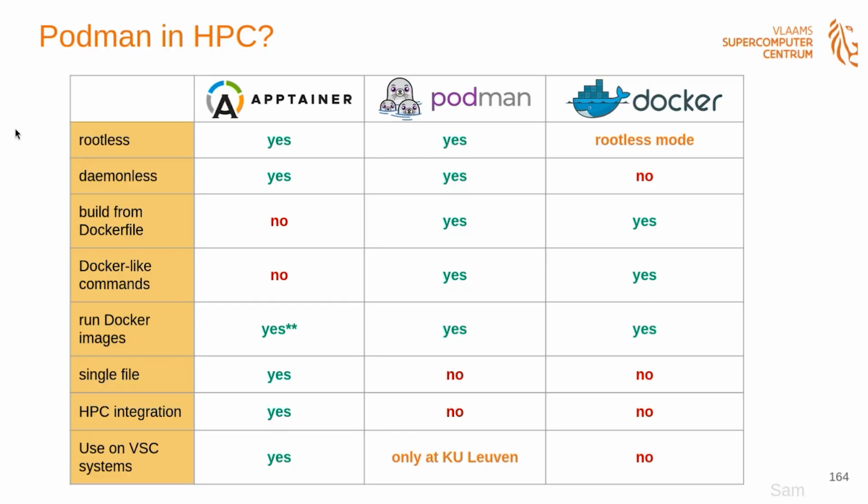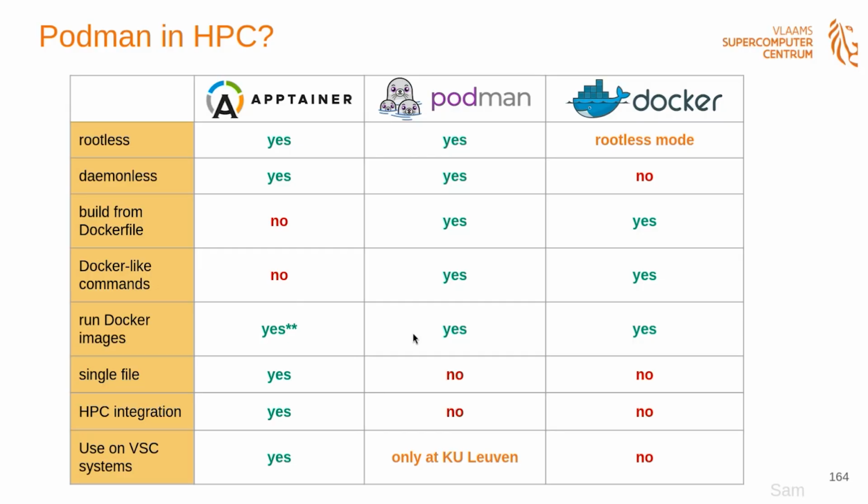useful to use Podman because it can be run rootless, just like Apptainer. It also runs daemonless, so there's not one daemon that has to constantly run in the background. It can also build directly from a Dockerfile. So if you already know how to write Dockerfiles, then this is very useful because then you don't have to learn another Apptainer definition file format. It also has Docker-like commands, so it's very compatible with the Docker commands. And it can also run Docker images directly.